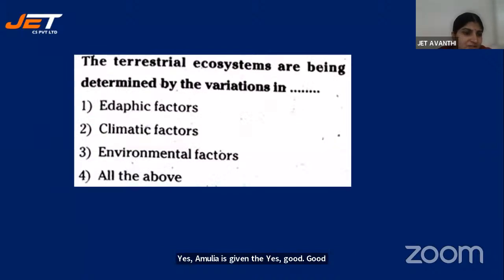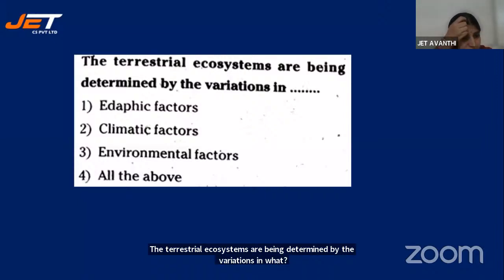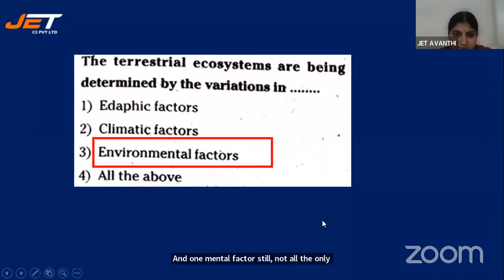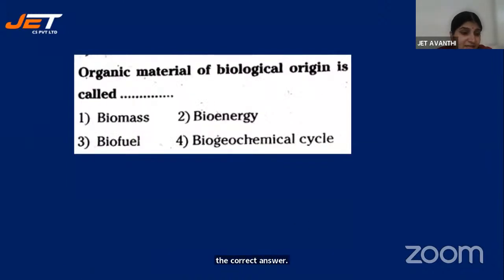Next. The terrestrial ecosystems are being determined by the variations in what? Edaphic factors, climatic factors, environmental factors, and all the above. Yes, it is environmental factors, children, not all the above, only environmental factors. Okay, option 3. Vardhan has given the correct answer. Yes. Amulya has given. Next question, children.